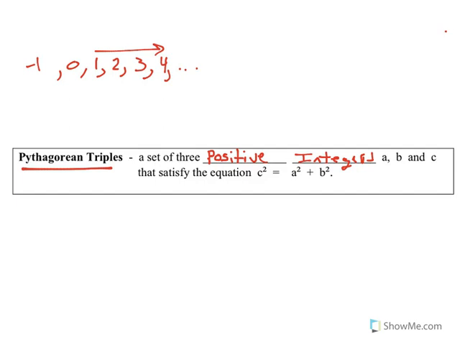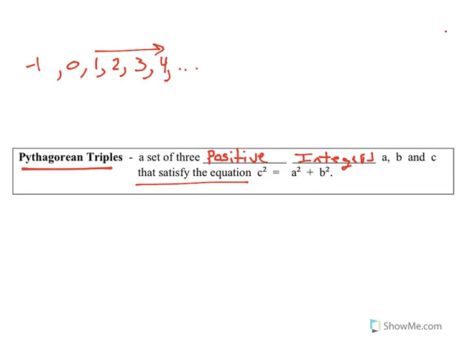So it's a set of 3 positive integers, call them a, b, and c, that will satisfy the equation c squared equals a squared plus b squared. So it's 3 positive integers that will make the Pythagorean theorem true. And Pythagorean triples are kind of handy because it allows you to have a right triangle where you don't need to deal with irrational numbers and decimals and fractions.